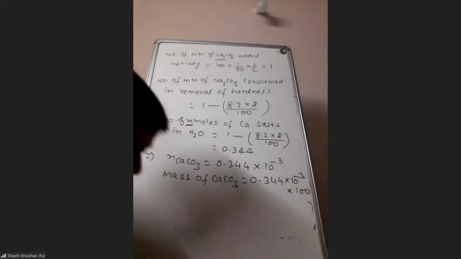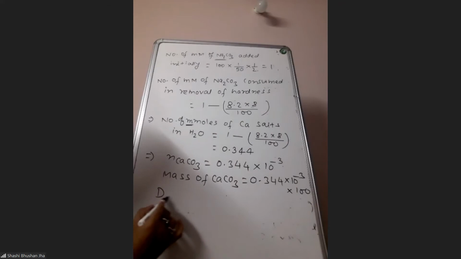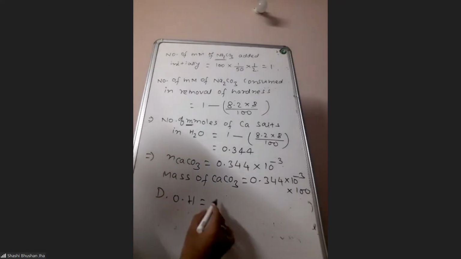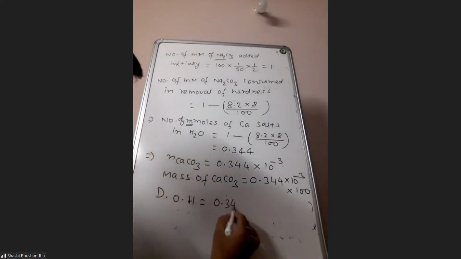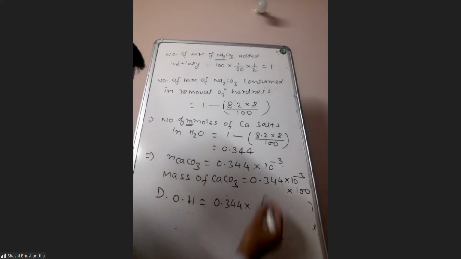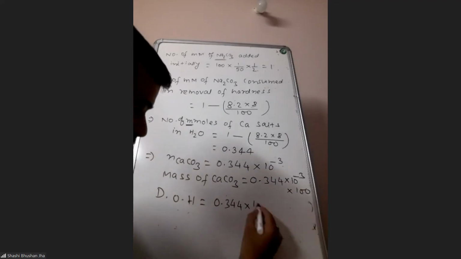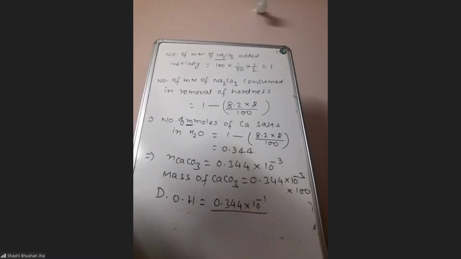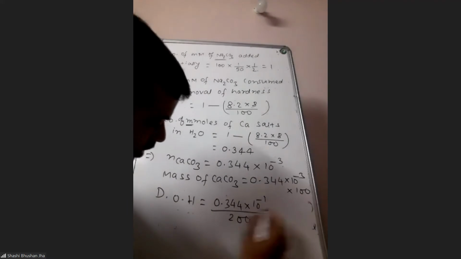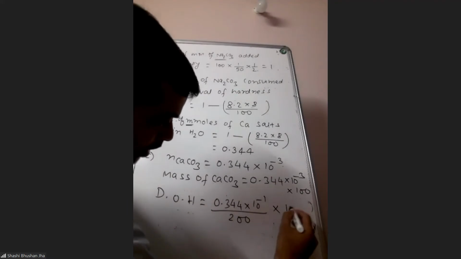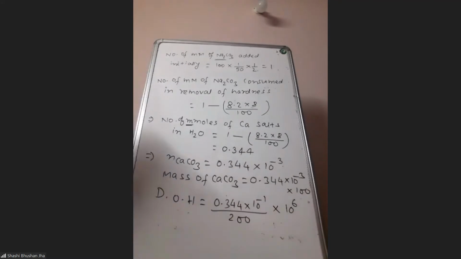So we got mass of calcium carbonate, then degree of hardness we can calculate, that is mass of calcium carbonate. This will become now 10 to the power minus 1 divided by mass of water. Water is 200 ml, means 200 gram, multiplied by 10 to the power 6. So are you getting 172 ppm?